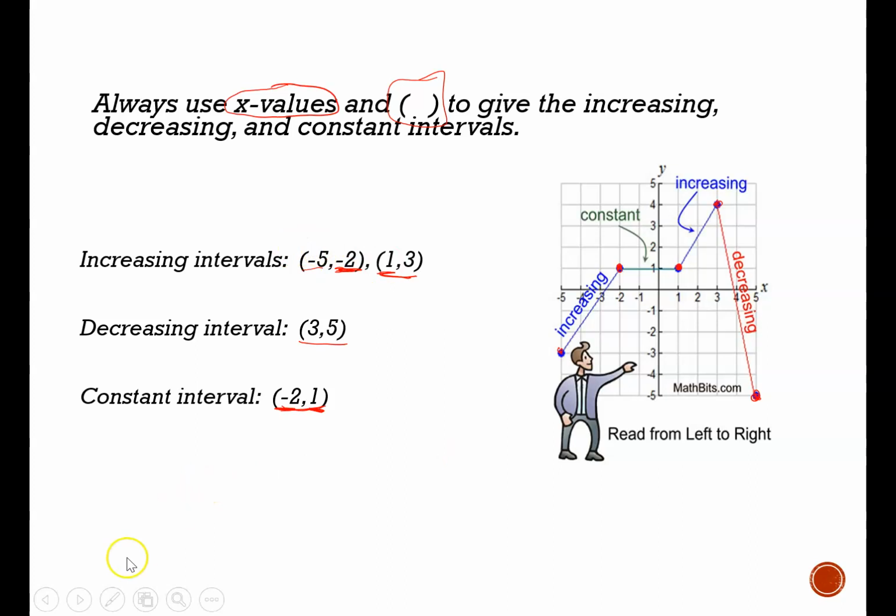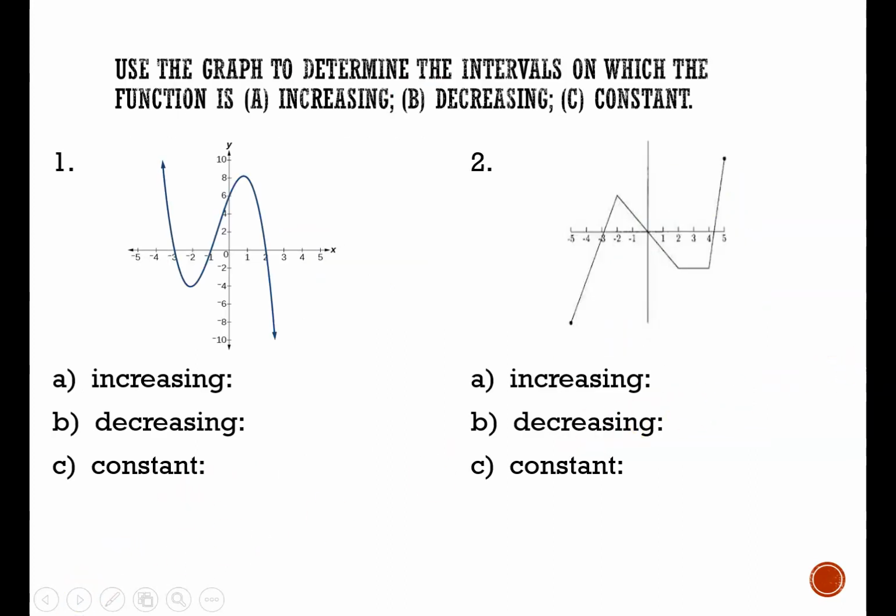Okay, let's try some examples. The instructions say, use the graph to determine the intervals on which the function is increasing, decreasing, constant. So in our first graph, it has arrows on the ends. Sometimes there will be arrows and sometimes there will be endpoints. So if we tried to start at the leftmost point of the graph, well, we wouldn't really be able to pick that leftmost point. So we just start somewhere, it doesn't really matter where, over on the left.